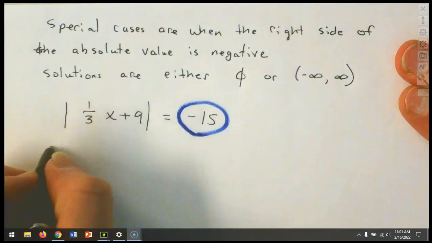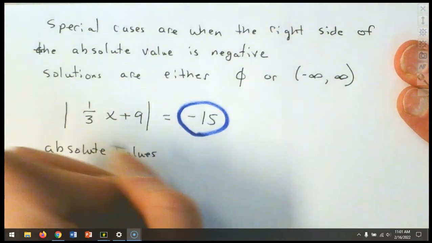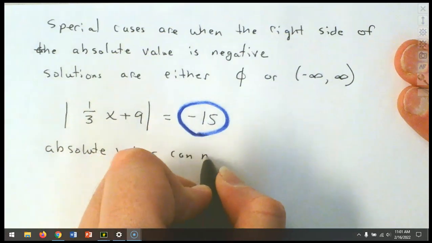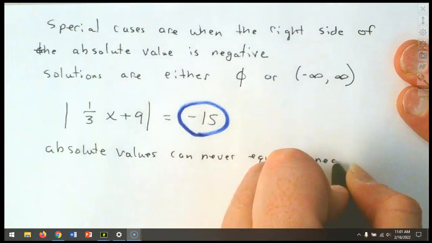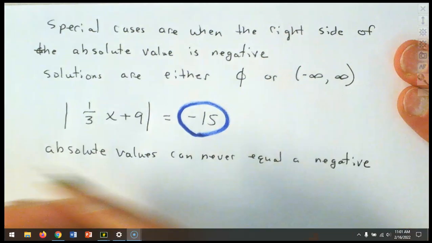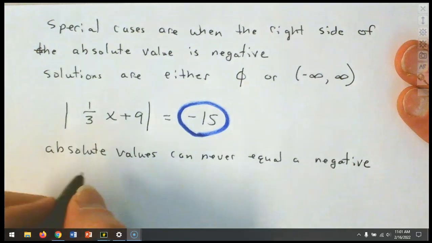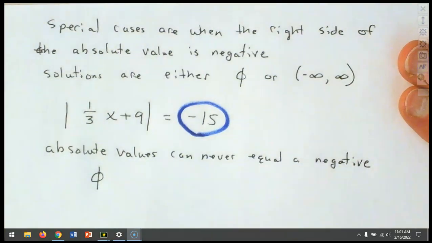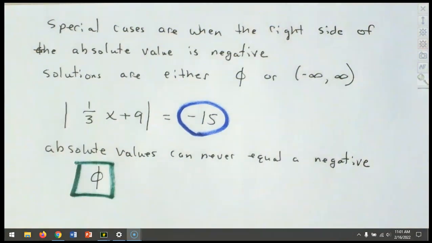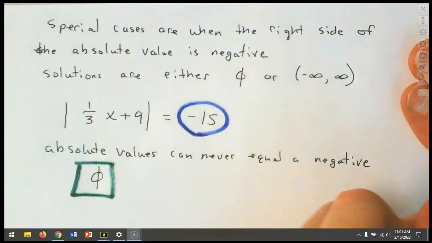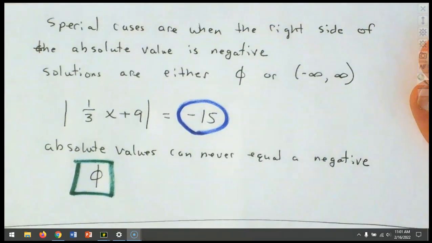We know that absolute values can never equal a negative number. So that's false, right? Absolute values have to be positive. They can never equal a negative 15. So that means this absolute value has what? No solution. Okay? Doesn't matter what's in it. Do we have to work it out? No. Why not? That's negative.